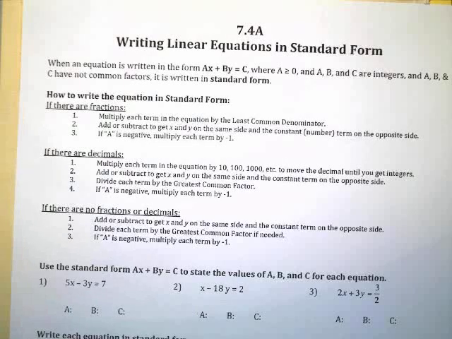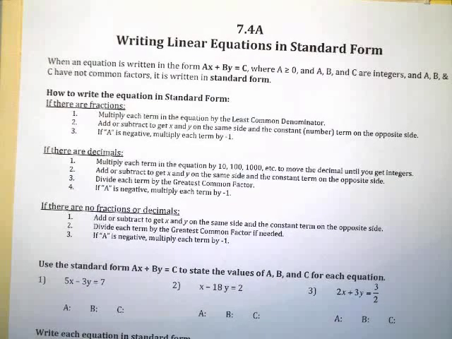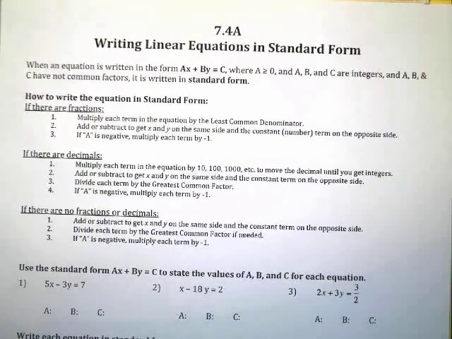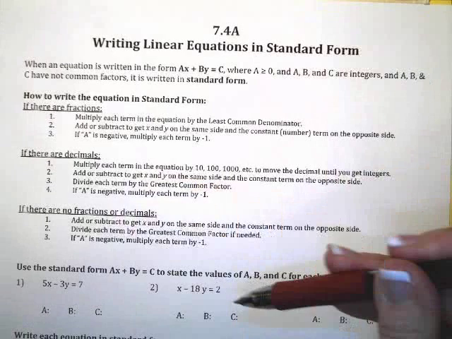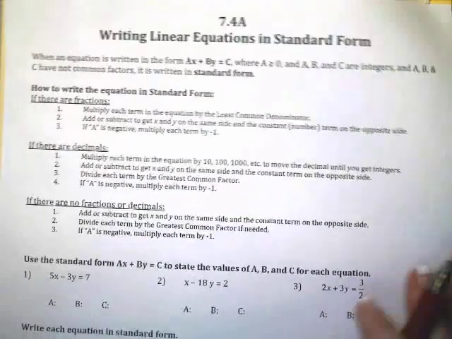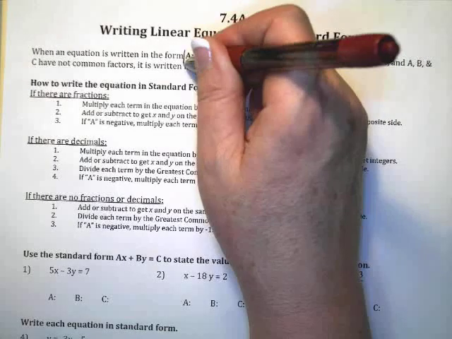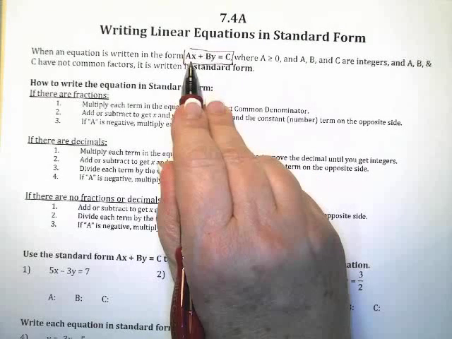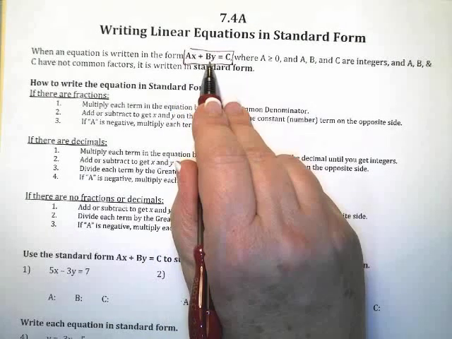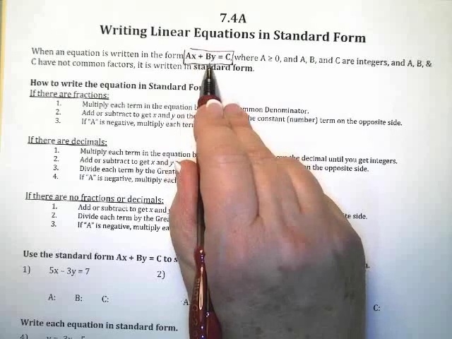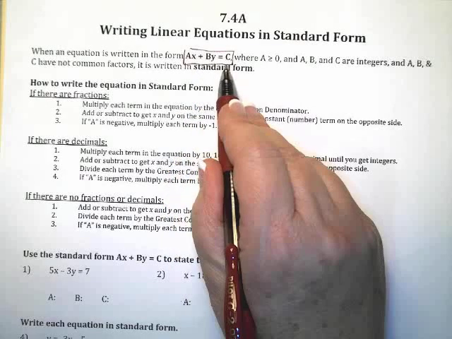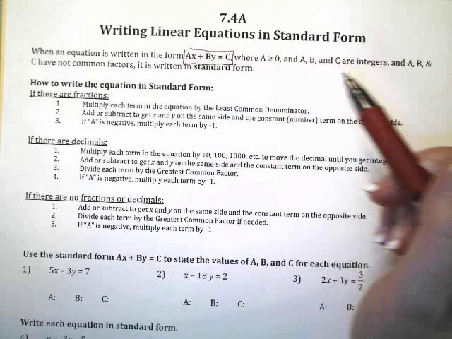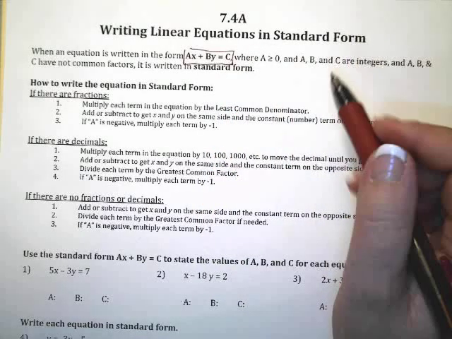Okay, let's take a look at 7.4a, writing linear equations in standard form. So standard form of an equation is when the equation is written with the x term first and then the y term. So this is on the left-hand side of the equation. And then that is set equal to c. And c is just a constant, which is just a number on that side.